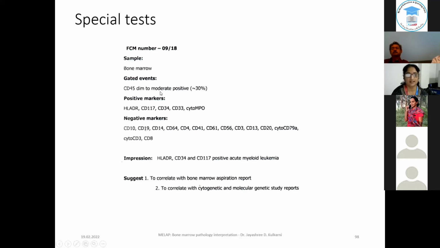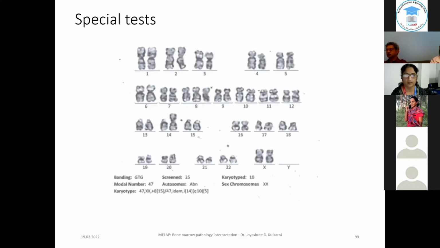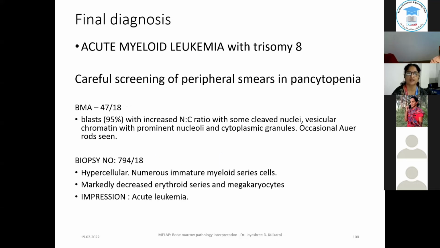And how do you decide that? You do a flow cytometry and look at the markers. So this is HLA-DR, CD117 and CD34 positive. We'll see in the next case how APML presents, but this is a myeloid neoplasm. So you call it HLA-DR, CD34 and CD117 positive AML. Cytogenetics was done and it showed trisomy 8. So this was a case of acute myeloid leukemia with trisomy 8.